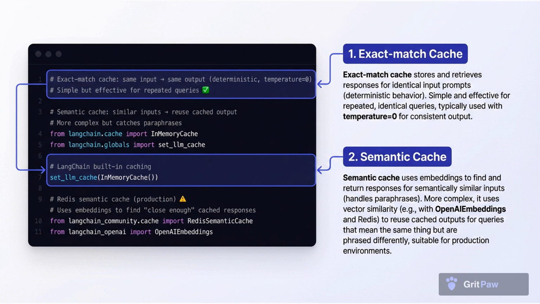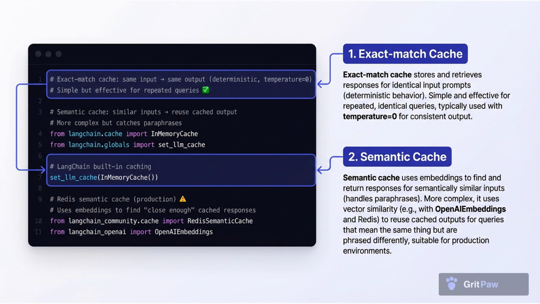This code snippet illustrates the fundamental idea behind these two powerful optimization techniques. On lines 1 to 3, we define the concept of an exact match cache. This is the simpler of the two. It operates on the principle that if the input to the LLM is exactly the same as a previous input and the LLM's behavior is deterministic, that is temperature equals 0, then the output will also be identical.